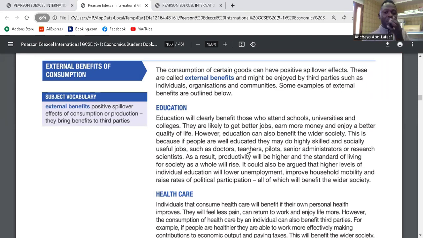They say education will clearly benefit those who attend schools, universities, and colleges. They are likely to get better jobs, earn more money, and enjoy a better quality of life. However, education can also benefit the wider society. This is because if people are well educated, they may do highly skilled and socially useful jobs, such as doctors, teachers, pilots, senior administrators, or research scientists. As a result, productivity will be higher and the standard of living for society as a whole will rise. It could also be argued that higher levels of individual education would lower unemployment, improve household mobility, and raise rates of political participation, all of which would benefit the wider society.